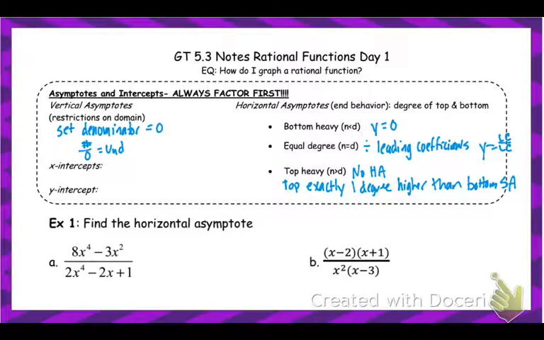X-intercepts, if you remember, are what we find when we solve the equation. We set the equation equal to 0 and solve. So like on a quadratic, we found the x-intercepts by finding the zeros, setting it equal to 0 and solving. Same thing for rational functions, but what's nice is, as long as you get 0 at the top, 0 divided by anything is still 0. So all we really need to do to find our x-intercepts is set the numerator equal to 0.